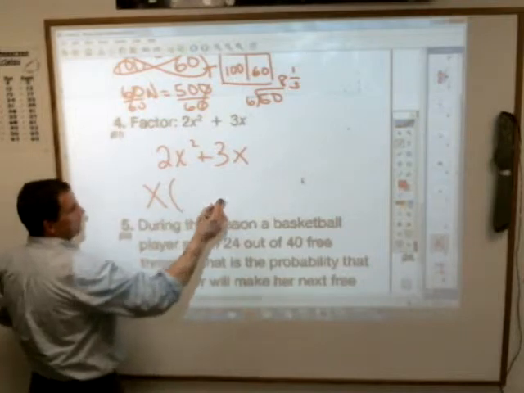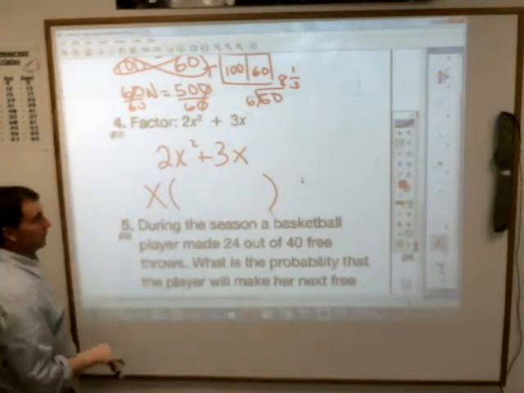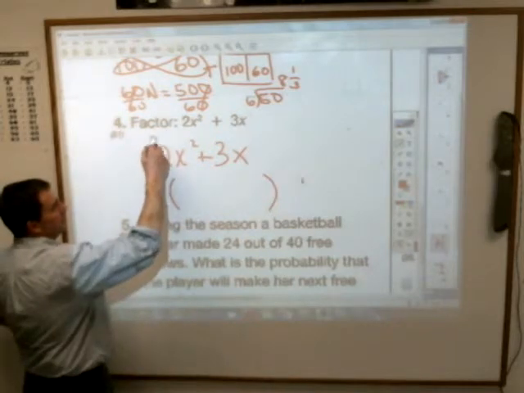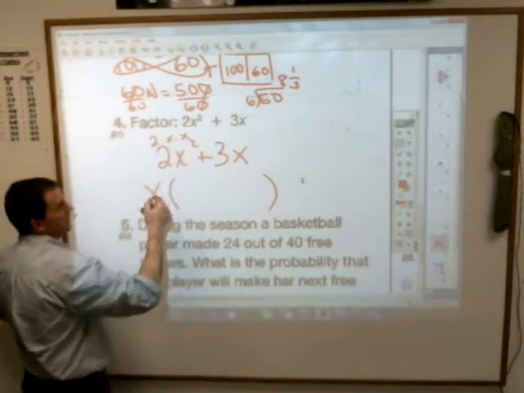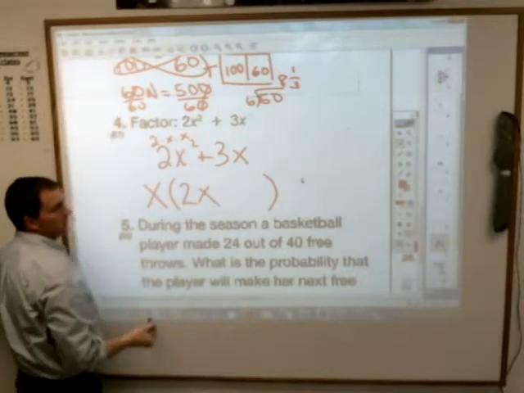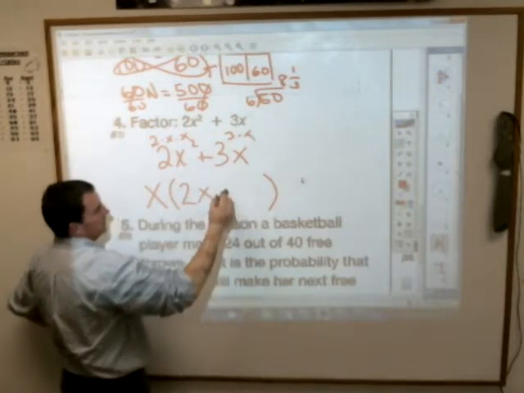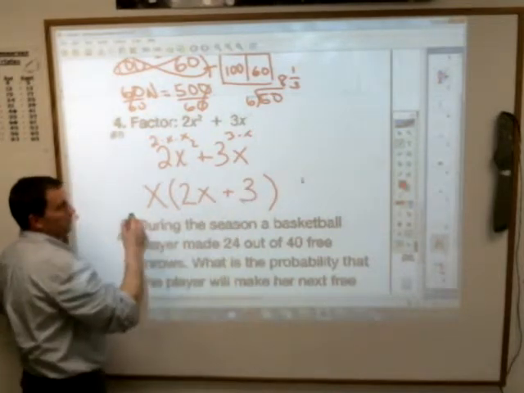Okay, and then you have to do the reverse distributive property. Once you take that x out, what are you left with? Well, this one started out being 2 times x, but I took one of those x's out, so I'm left with a 2x. This one was 3 times x, and I took one of those x's away, so that means I'm just left with 3.